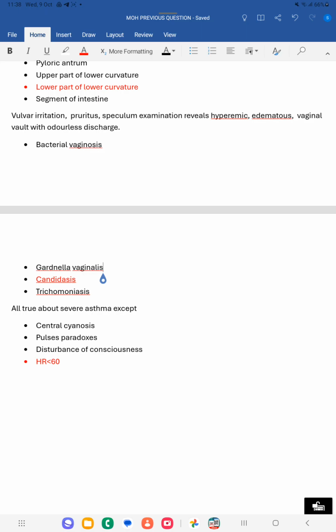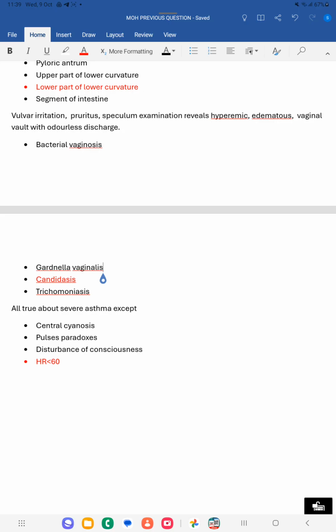Then pulsus paradoxus. Pulsus paradoxus means there is a fall in BP during inspiration. Okay, during inhalation, a fall in BP, that is called pulsus paradoxus. So that is also a symptom of severe asthma. Then disturbance of consciousness will be there, because airflow is reduced, oxygen supply is reduced, so you will be getting loss of consciousness. Okay, so such types of symptoms you will be getting.